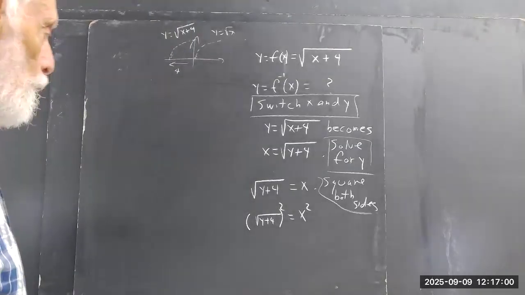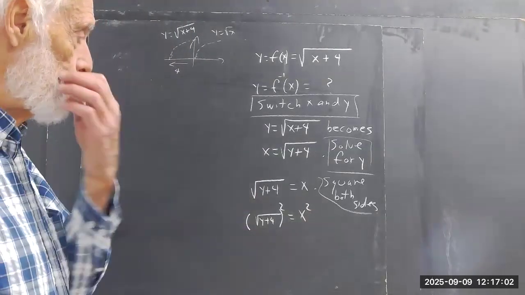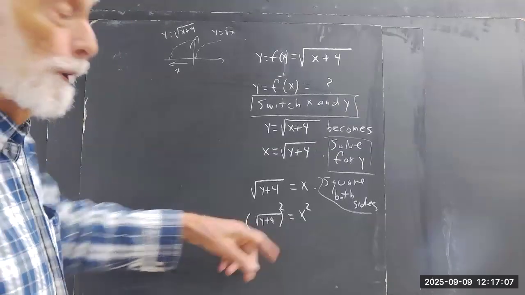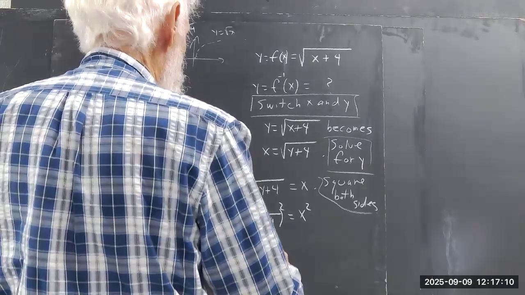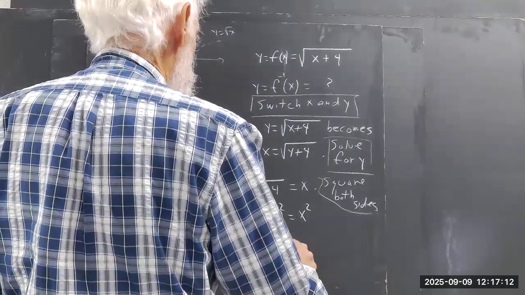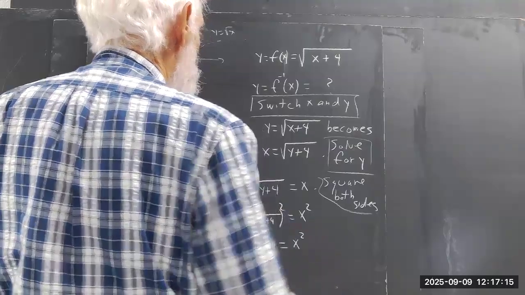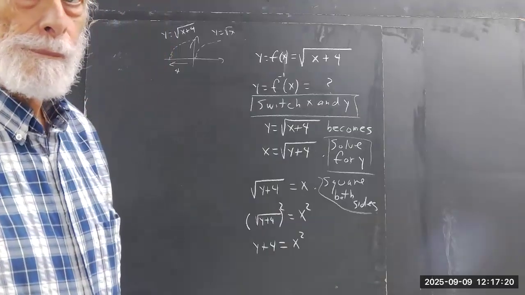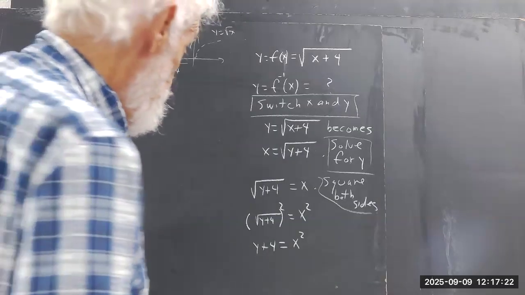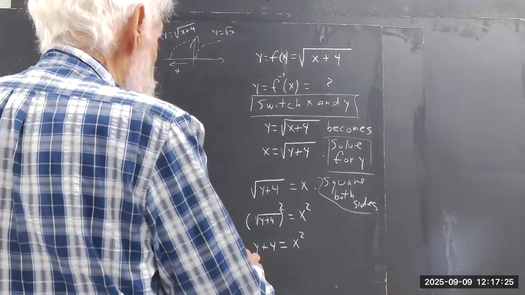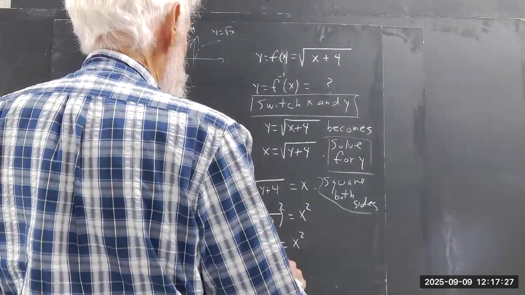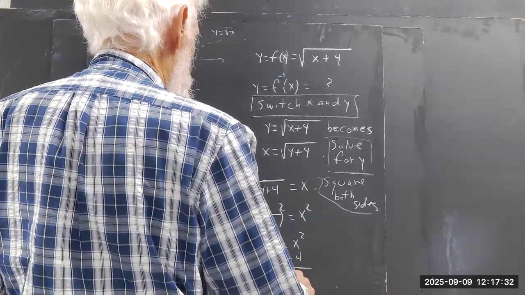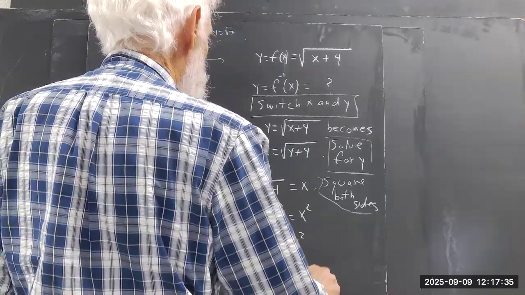But there it is. Square root of y plus 4, quantity squared, equals x squared. And now what do we get if we square the square root of y plus 4? We get y plus 4. Okay. Now we can solve for y. We can add negative 4 to both sides of this equation, and we get y equals x squared minus 4.